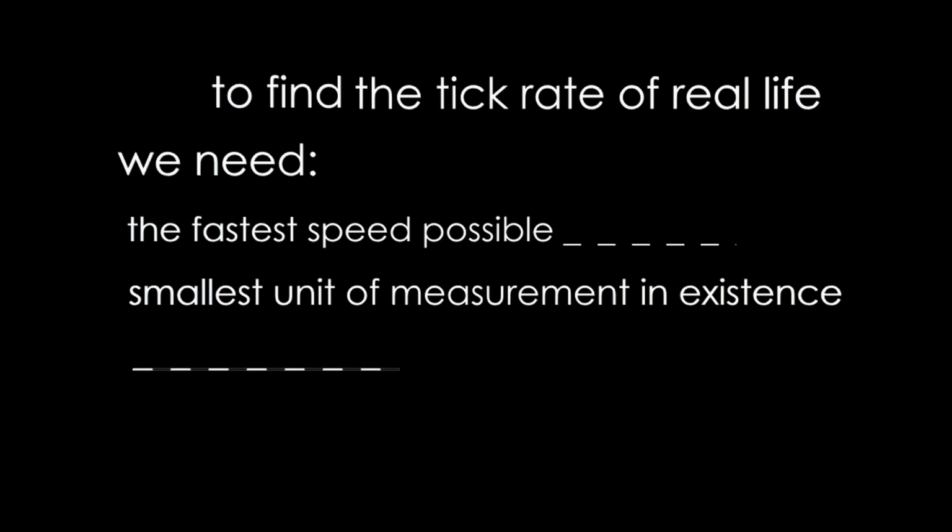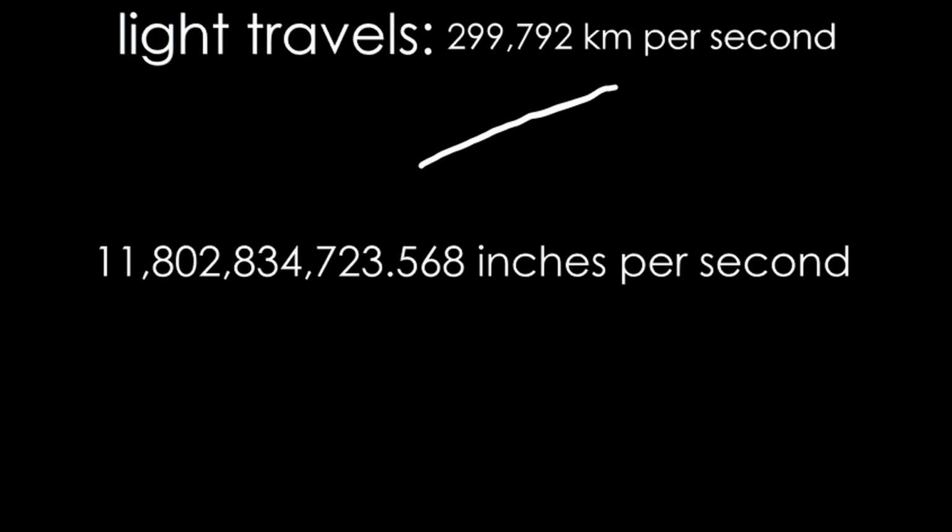This part is easy, as the fastest anything can travel is the speed of light. But how fast does light actually travel? Well, very fast. Light travels 299,792 kilometers per second. Now that we have this, we can go from kilometers to inches to find out that light travels 11,802,834,723.568 inches in 1 second.